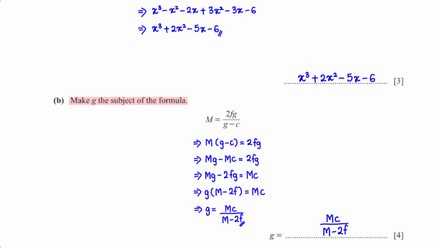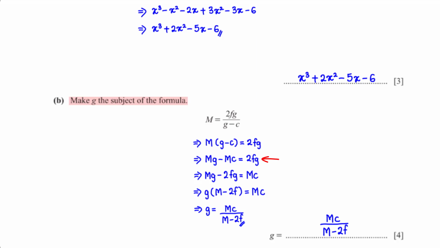Make g the subject of the formula. m equals 2fg over g minus c. When we multiply both sides by g minus c, this is what we have. When we expand the brackets, m times g is mg and m times negative c is negative mc.